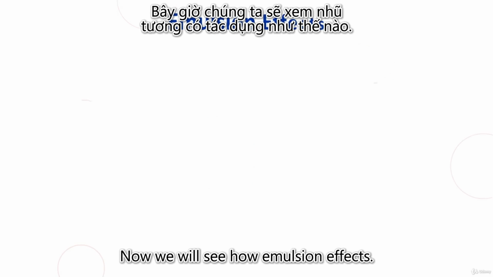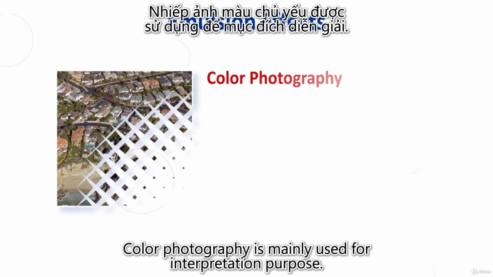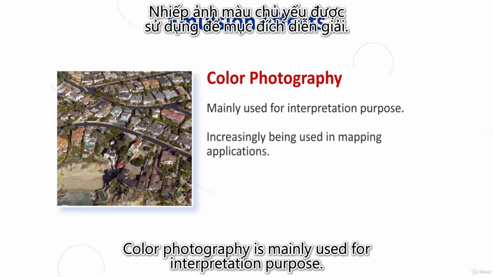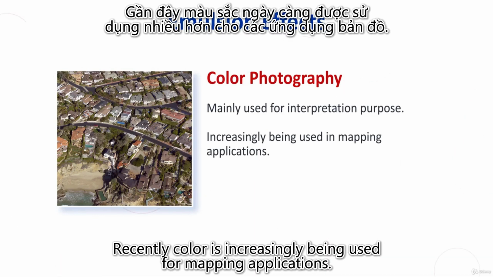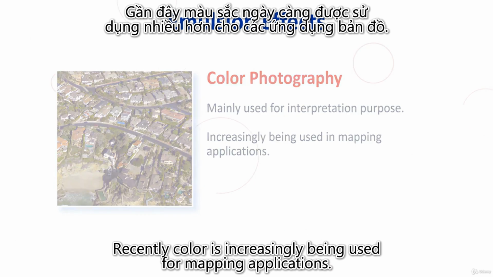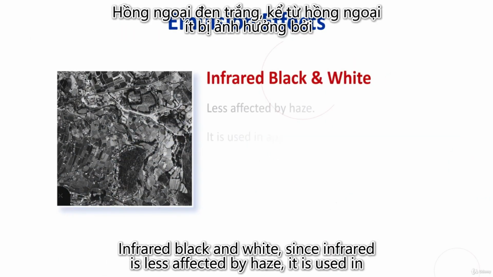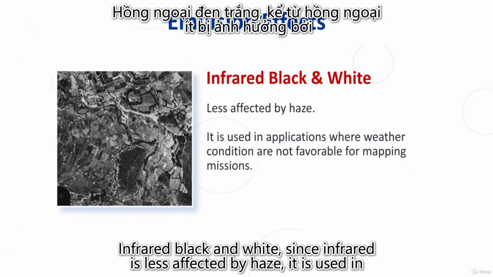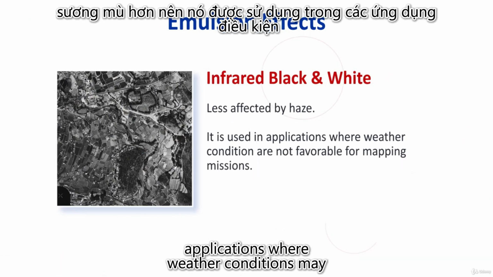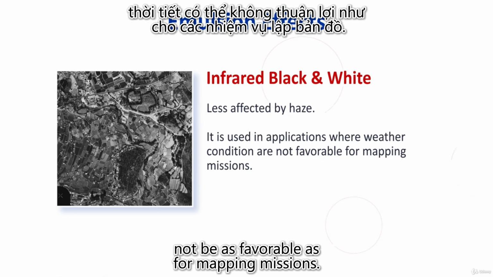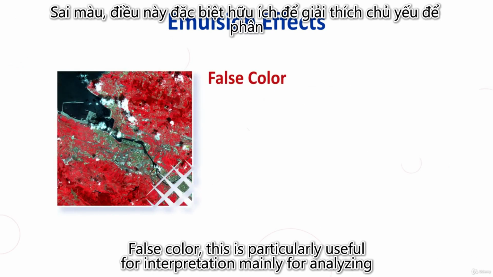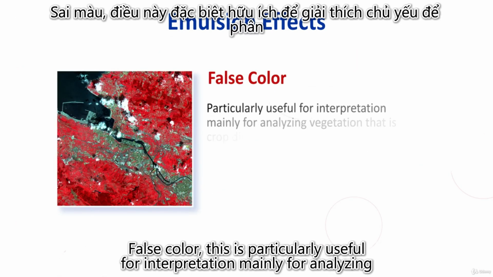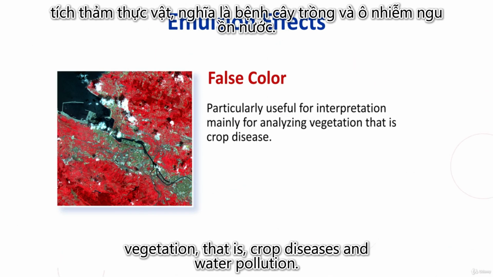Now we will see how emulsion affects. Color photography is mainly used for interpretation purposes. Recently, color is increasingly being used for mapping applications. Infrared black and white: since infrared is less affected by haze, it is used in applications where weather conditions may not be as favorable as for mapping missions. False color is particularly useful for interpretation, mainly for analyzing vegetation, that is crop disease and water pollution.